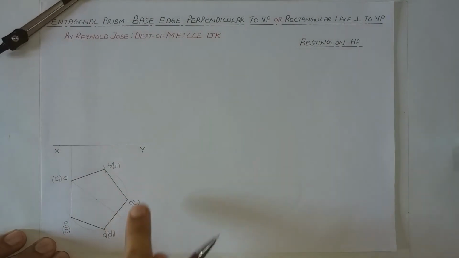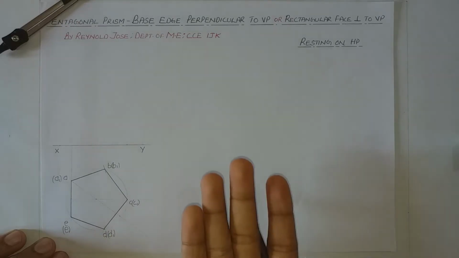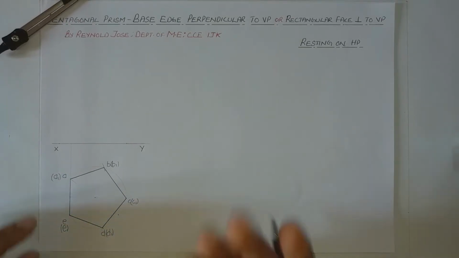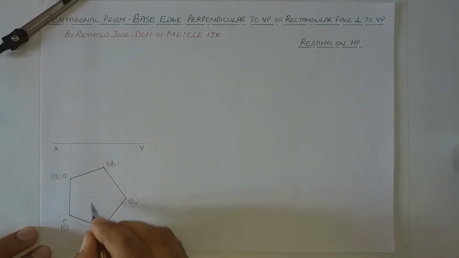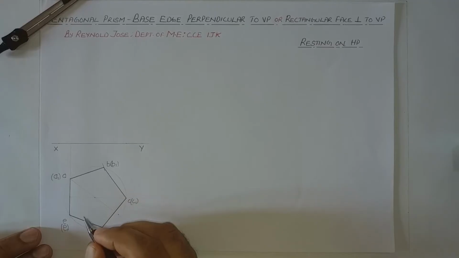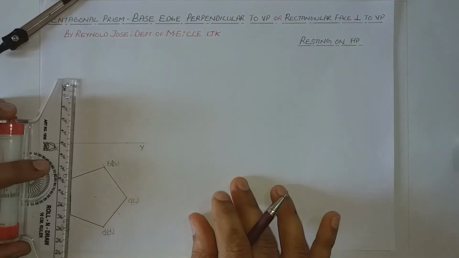So A, B, C, D, E are the visible corners when you are observing from the top, and A1, B1, C1, D1, E1 are the corners which are on the base. These 5 corners A1, B1, C1, D1, E1 will be invisible in the top view, and this is the center of the corresponding prism. And we shall draw the front view by extending projectors.